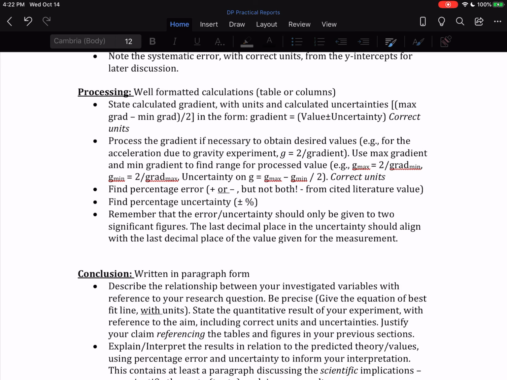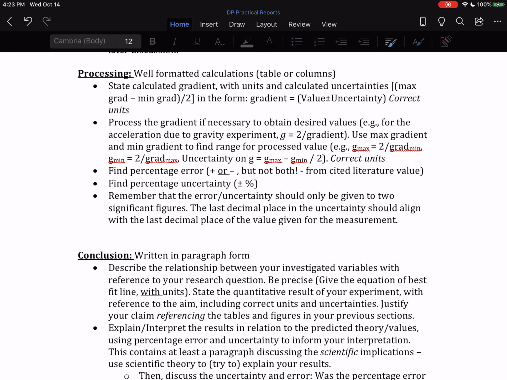Finally, for the processing section, which I've just discussed before, as either calculations or processing, you should use a table or column structure. And for each calculation, you want to give the name and an example calculation, as discussed in the method section above. And furthermore, in this further processing, you should explicitly state the calculated gradient of the graph, even if you're about to use that gradient of the graph, with appropriate units and calculated uncertainties. So the maximum gradient minus the minimum gradient divided by 2. Give that explicitly in the form of the gradient equals whatever the value is, plus or minus whatever the uncertainty is, with the right units.